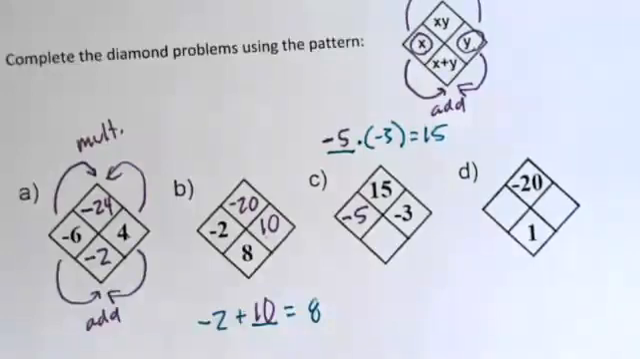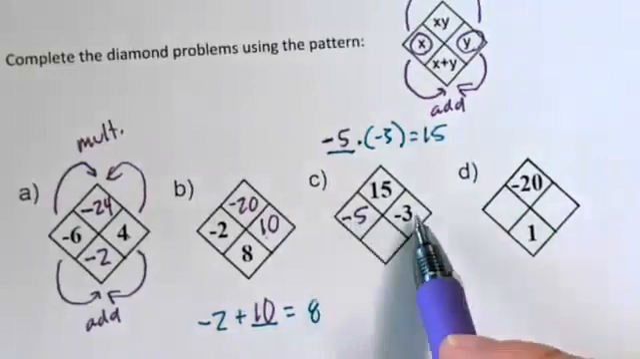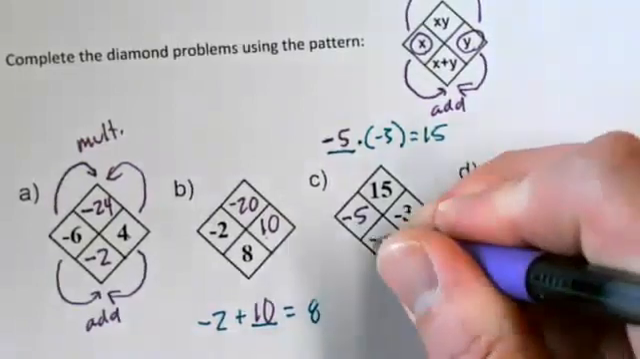Once I have both side numbers, then I can just add them together to get my bottom. So -5 plus -3 will give us -8.